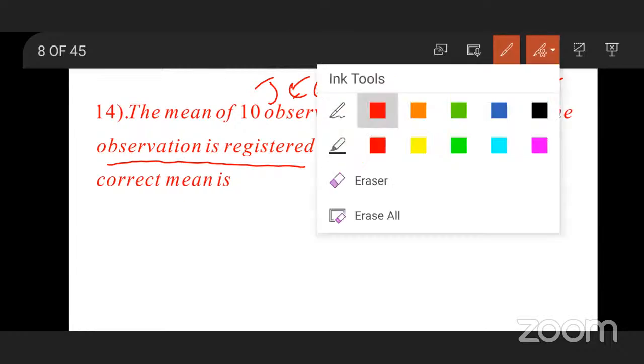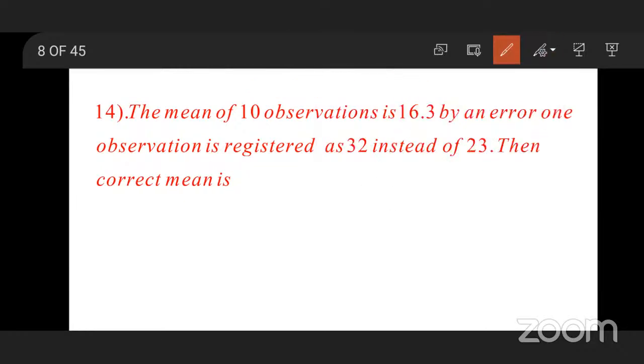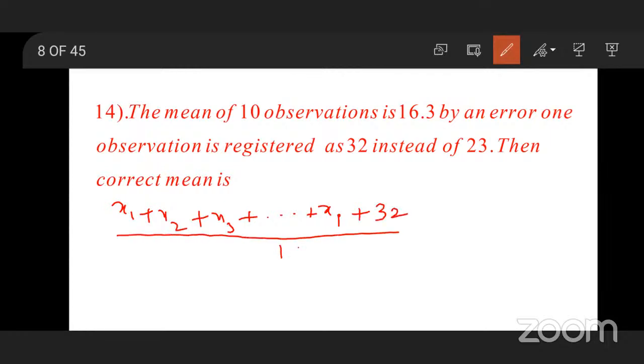Once again, I will repeat the concept. What is given? The mean of 10 observations is 16.3. So I am taking x1 plus x2 plus x3 and so on x9 plus 32, by 10, is equal to 16.3.